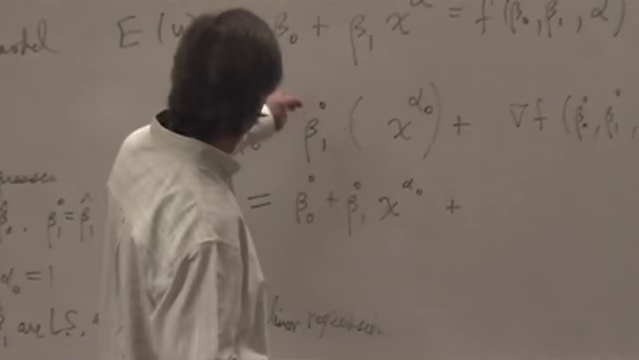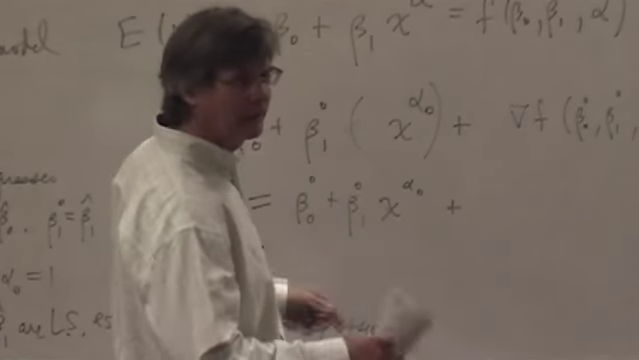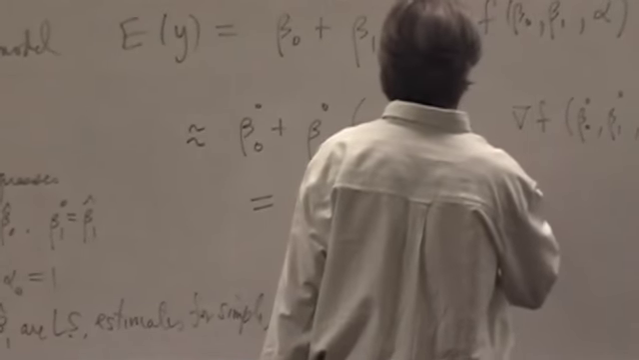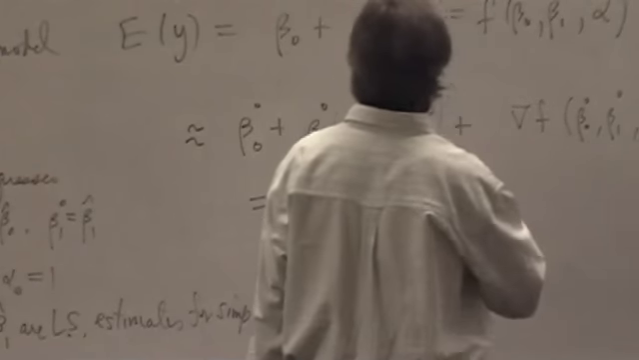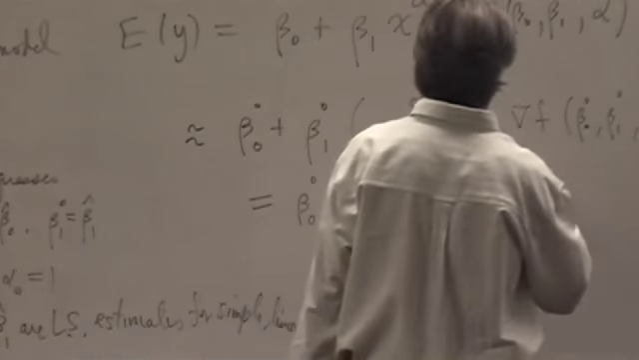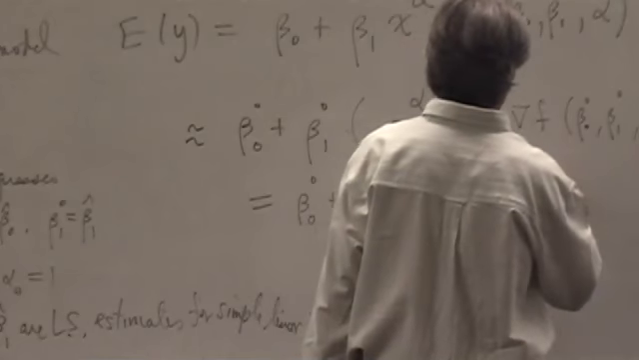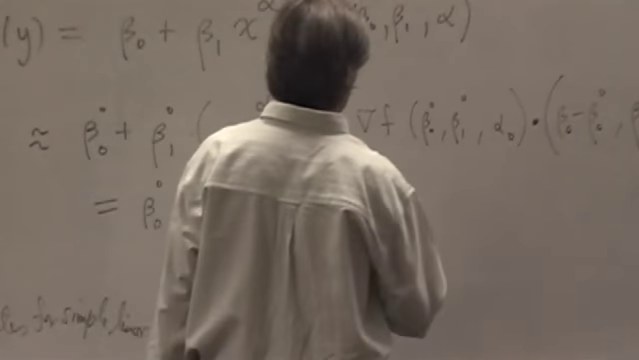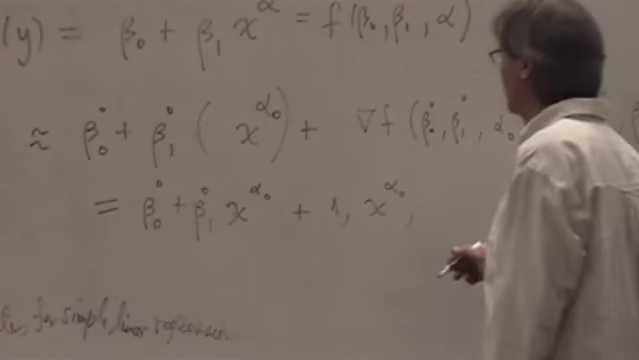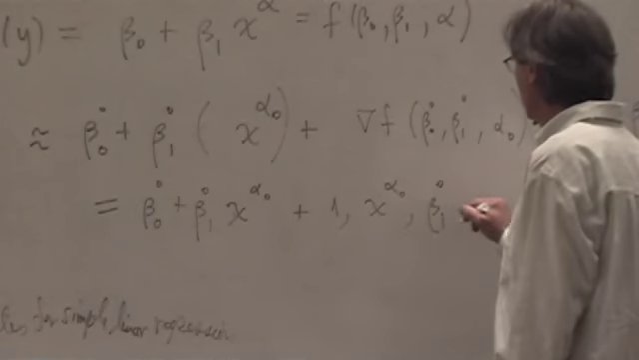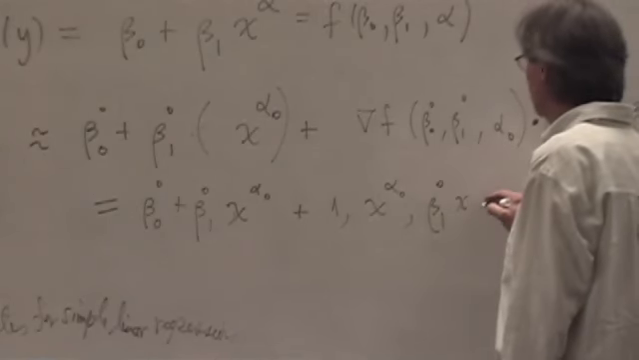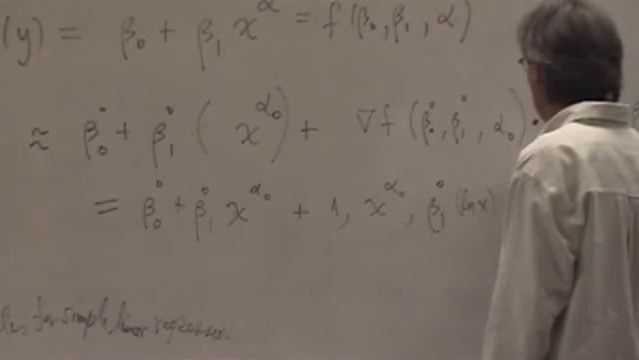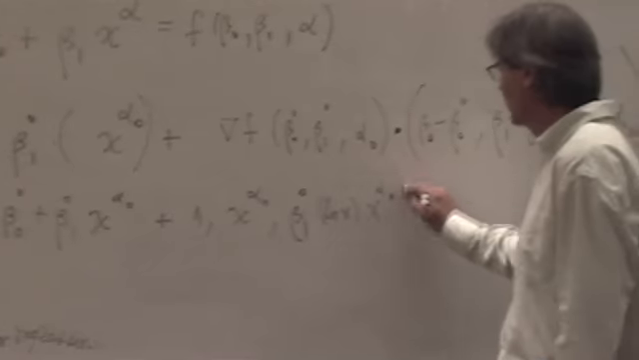The derivative of f with respect to beta 0 is simply 1. Okay? So you simply get 1. The derivative of this function with respect to beta 1 is x to the alpha, and of course I'm going to plug it in at alpha naught. And then the derivative with respect to alpha, we said, was beta 1 times log x, and then x to the alpha. And I'm going to put in now alpha naught for alpha.